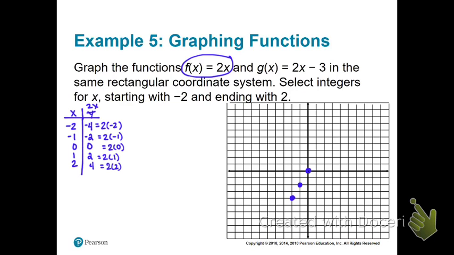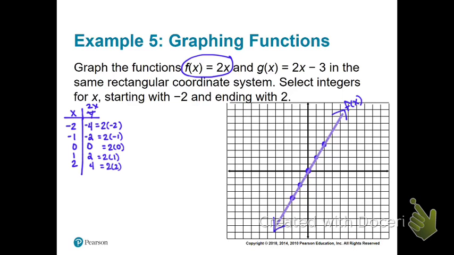Go back to the origin, 0, 0. So I'm not going to go anywhere. And then 1, 2. So go to the right 1, up 2. And 2, 4. So go to the right 2, up 4. And it should appear to make a straight line, correct? And then we're going to play connect the dots, so we're going to draw our line. And I'm going to label this. This is f of x.